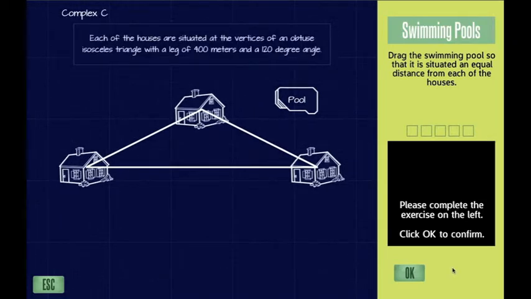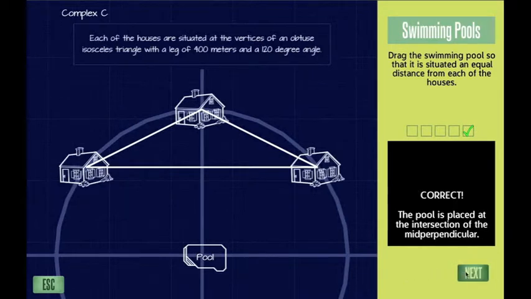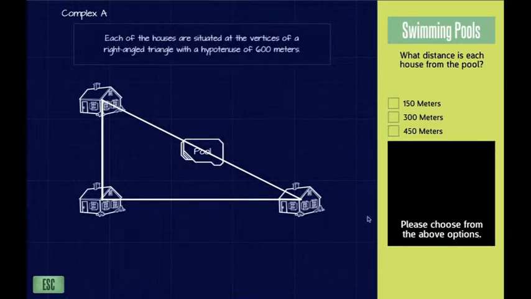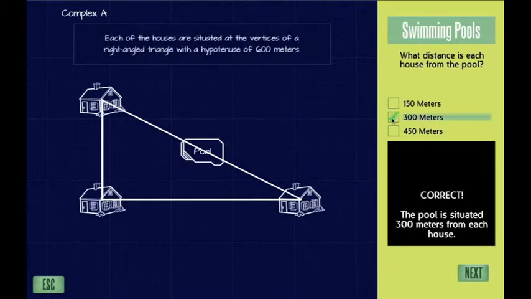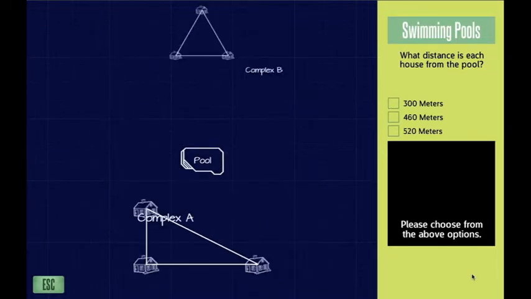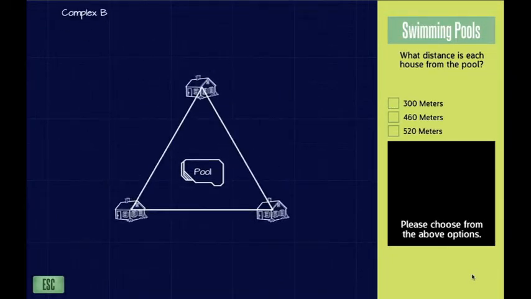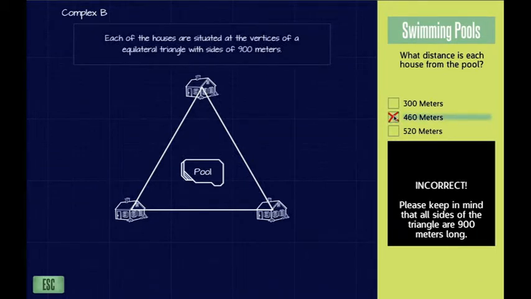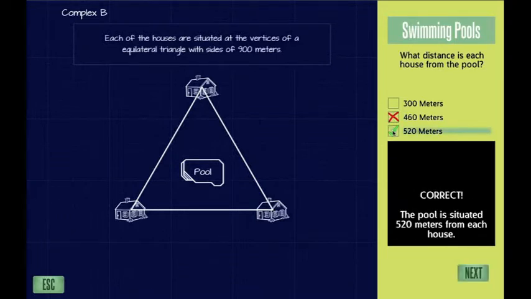Complete all 3 exercises to determine the distance of the pool in each of the different situations. Once you have determined the correct placement of the pool, calculate the distance between the pool and the houses for each situation. Multiple choice questions will allow for up to 2 guesses of the correct answer.